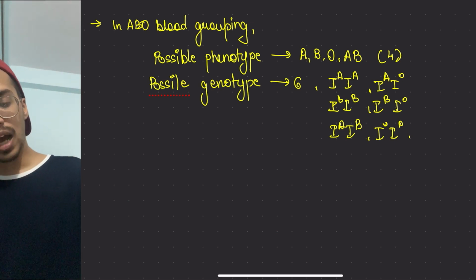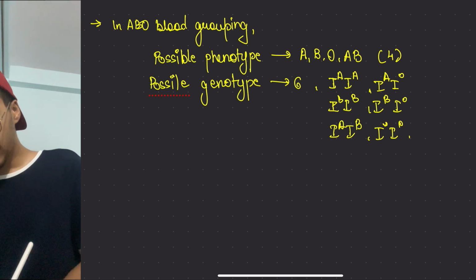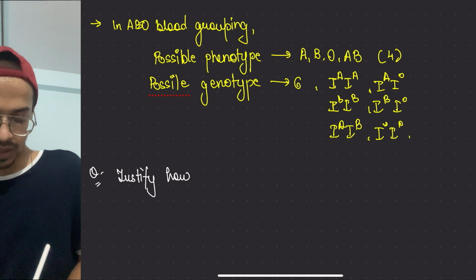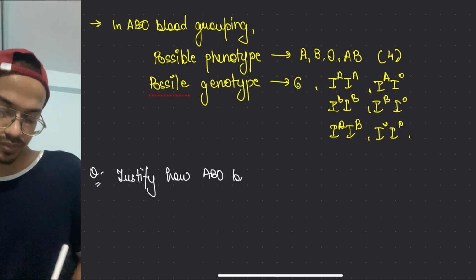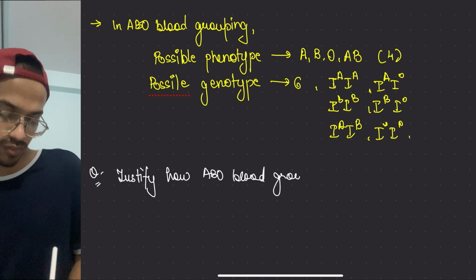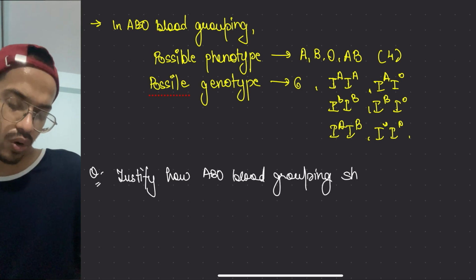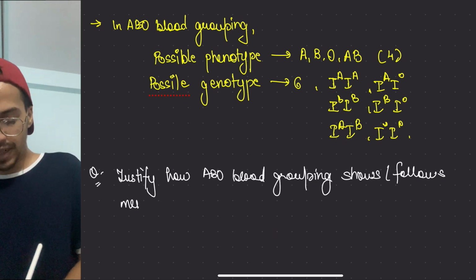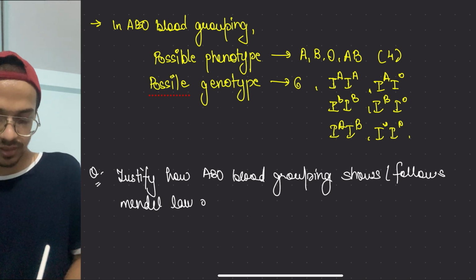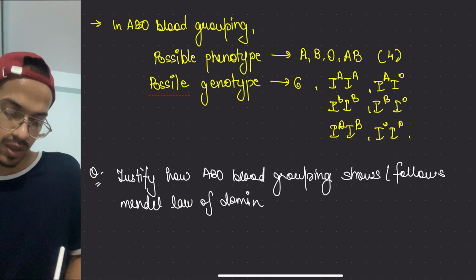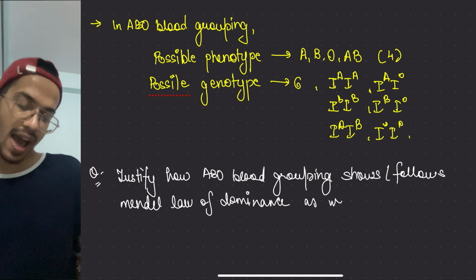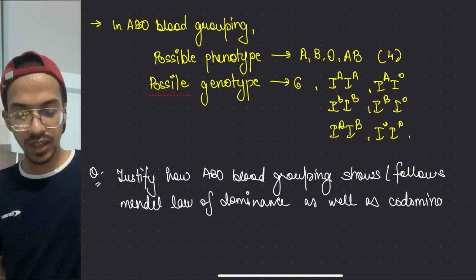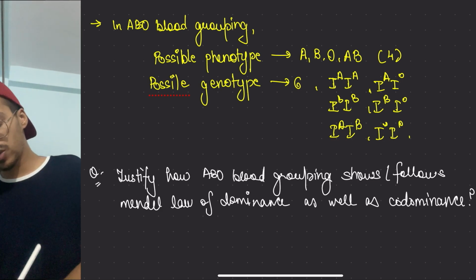The question that would be asked to you, here I am writing it. Justify how ABO blood grouping shows or follows Mendel's law of dominance as well as codominance. So when this question comes to you, what would be your answer?